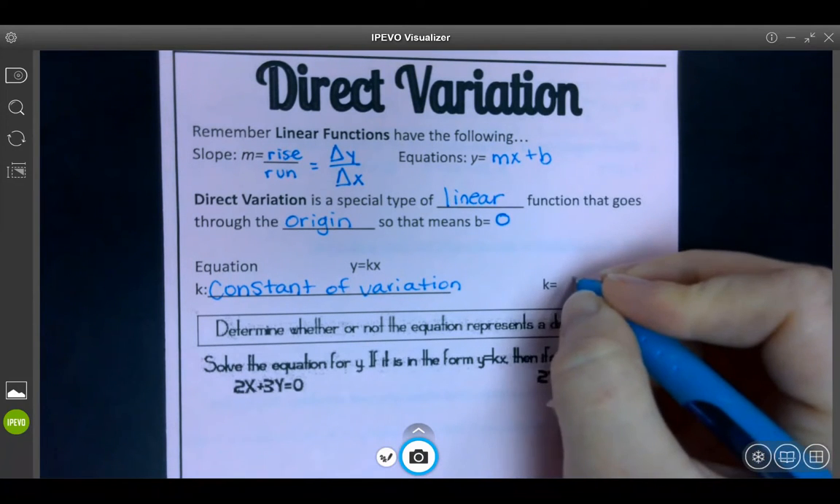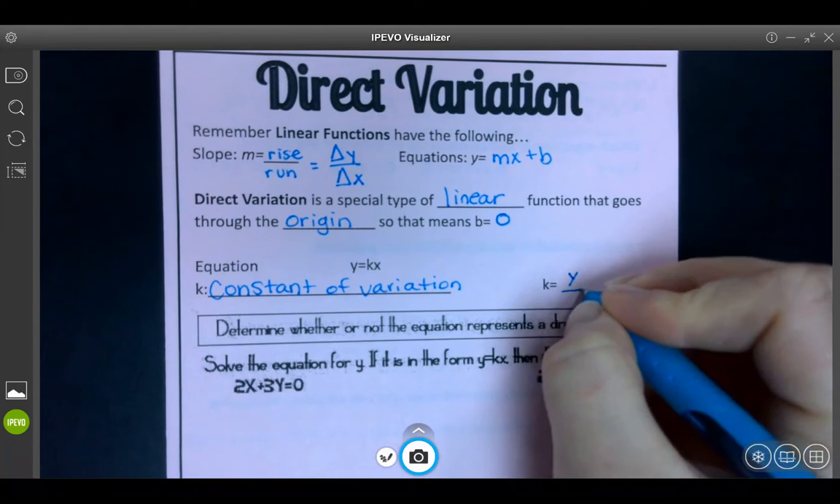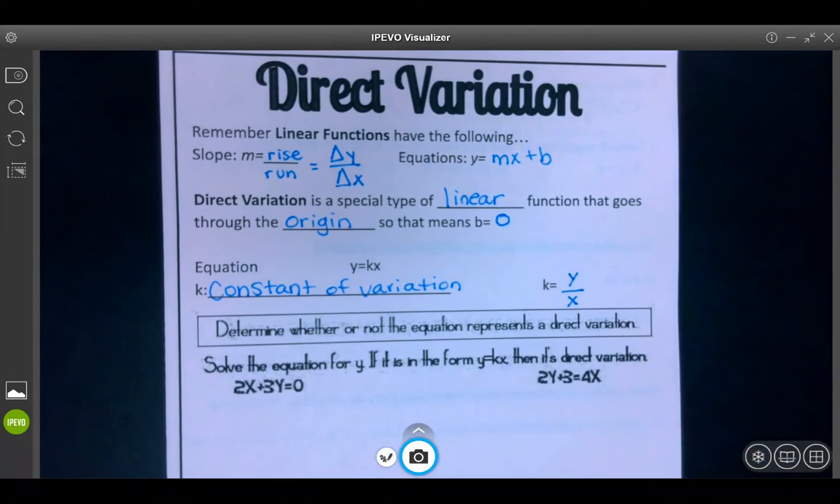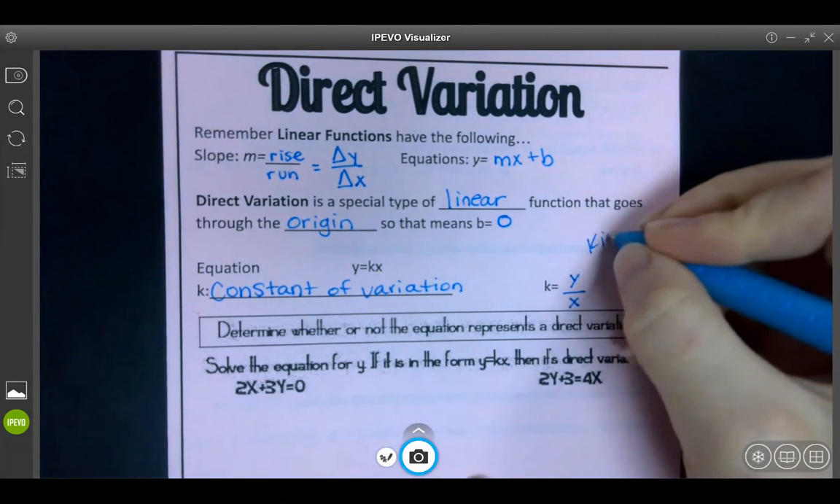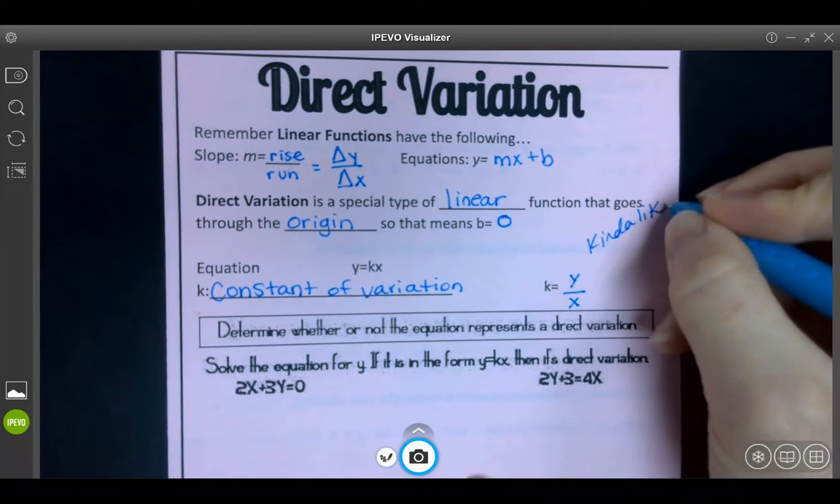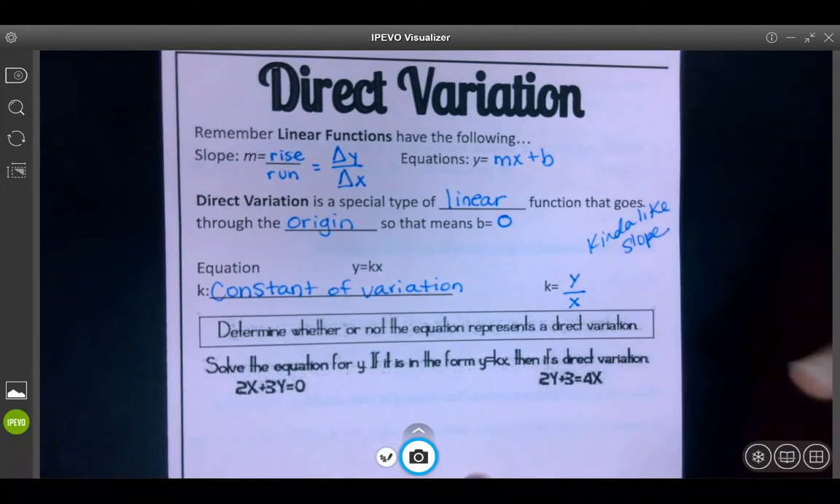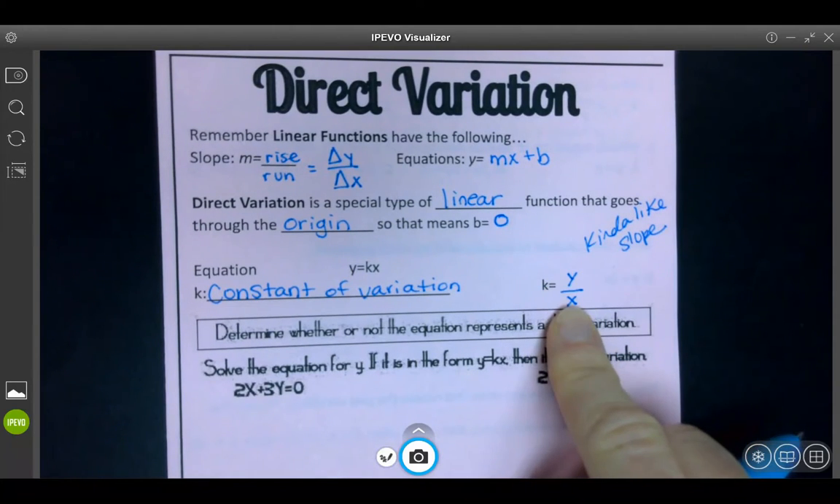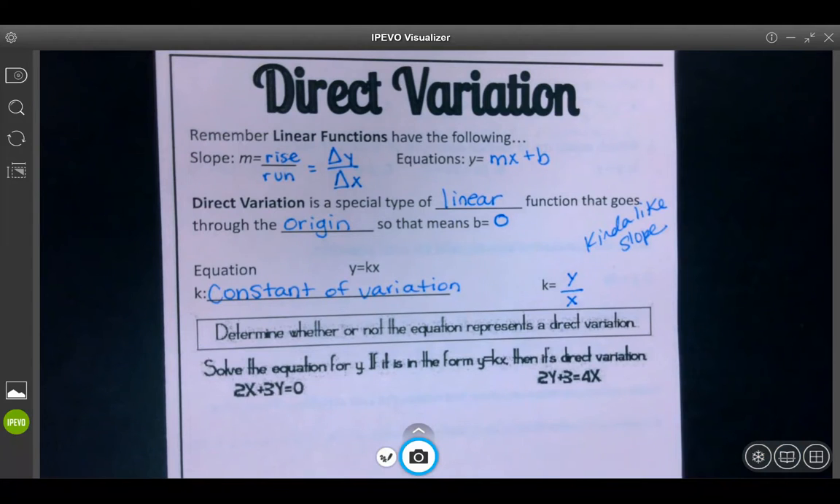K is going to be found by just dividing a y value by an x value, y over x. And this is kind of like slope. The only difference is you're doing the y value divided by the x value. Whenever you divide your y by your x on all your values and you get the same value k, like if k equals 2 on every single division of y over x, then it's a direct variation kind of problem.